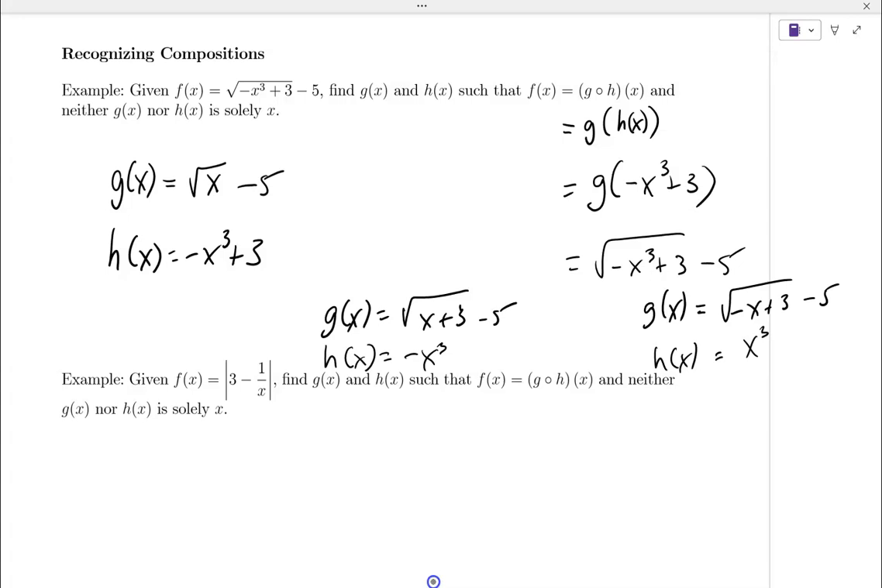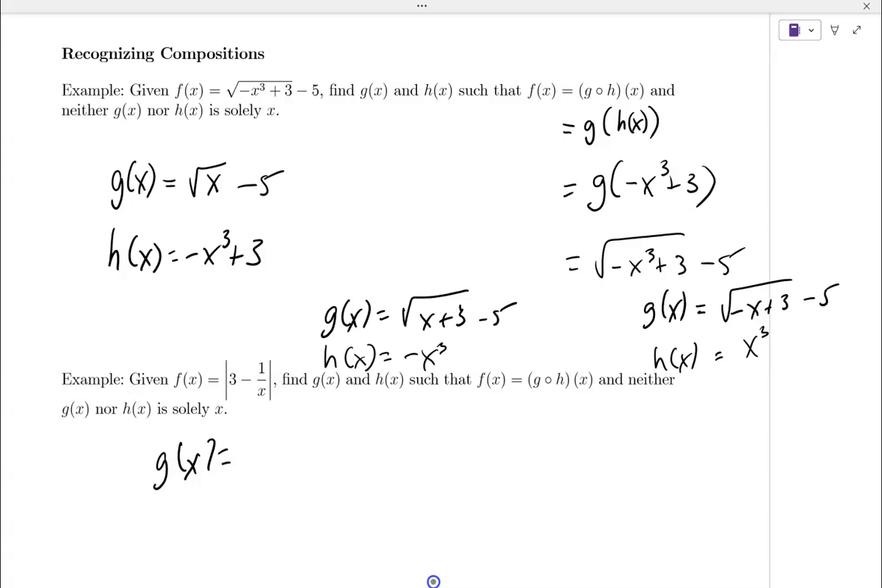Let's do this next one together. We've got f of x is equal to absolute value of 3 minus 1 over x. Let's recognize an inside and an outside again. What do you think the outside function here might be?